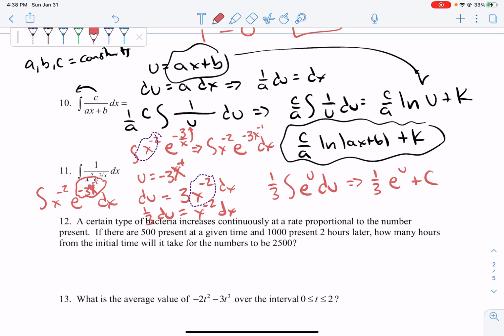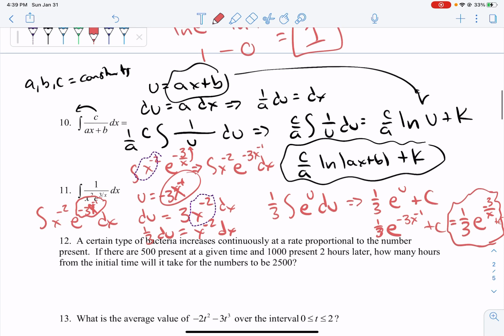And I know what u is, so I plug that back in. So 1/3 e, and let's make sure we plug in our u right. Negative, lost my pen. Negative 3x to the negative 1. Plus c. So I'm going to rewrite that. 1/3 e to the negative 3 over x plus c. Yeah, that's messy. I don't know which one of those got messier.